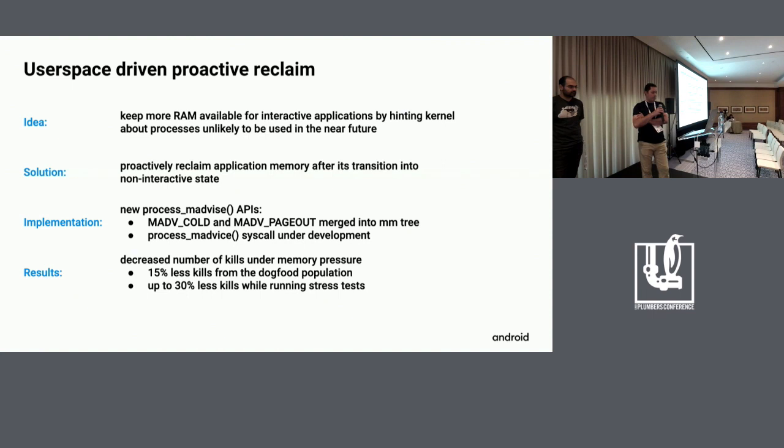As a result, when we run our tests, we get about 15% fewer kills from the dogfood population, on some limited set of users, and up to 30% fewer kills when we are running our stress tests, which are synthetic stress tests.